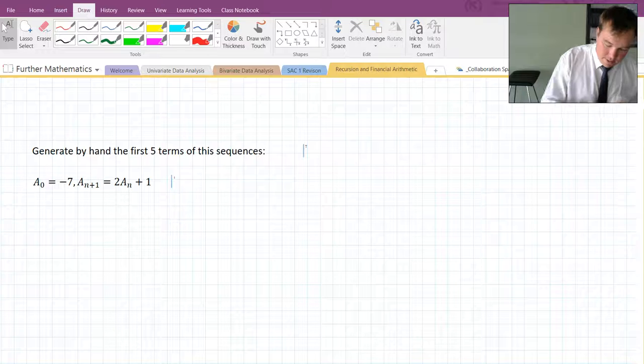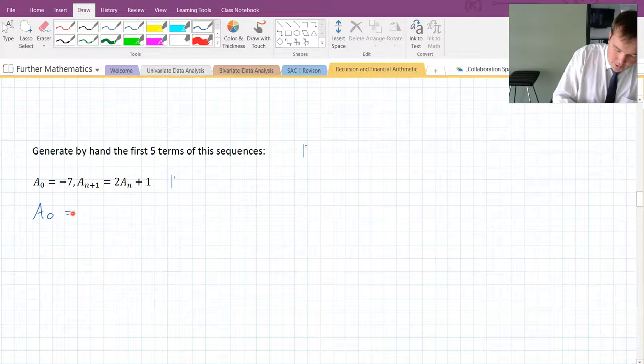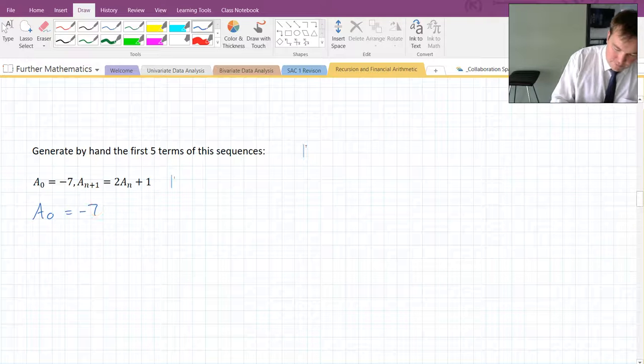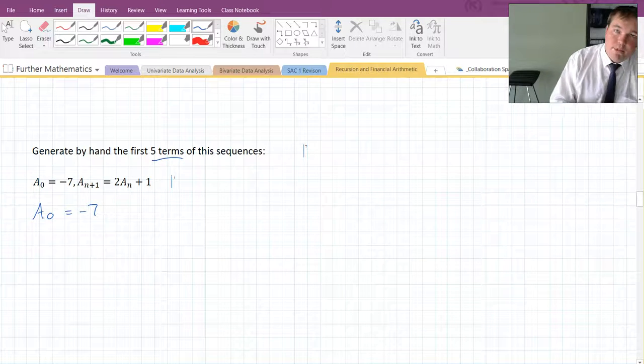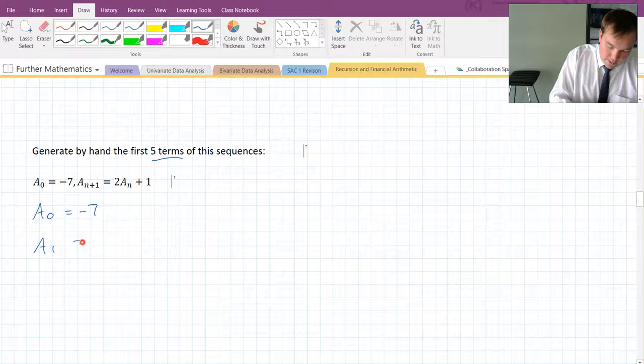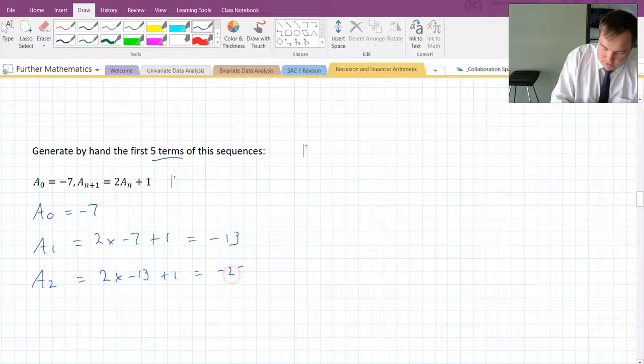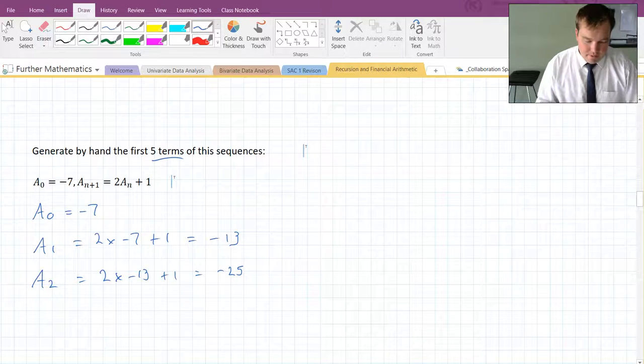Alright, by hand, you should be able to show all working. A0 equals -7. If we want the first 5 terms, and they can ask you to do this in the exam by hand, you'll need to do A1 is equal to 2 times -7 plus 1, which is equal to -13. A2 is equal to 2 times -13 plus 1 is equal to -25, and so on down.